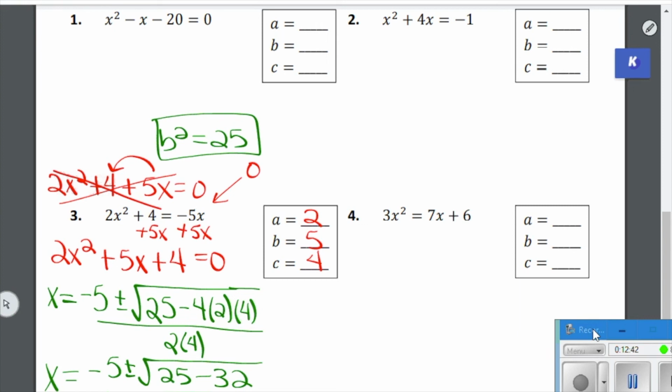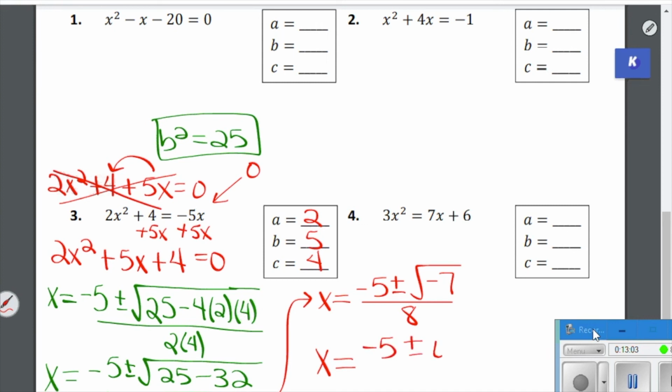Okay. Continuing on, I'm going to bring this right up here. X equals -5 plus or minus. If I simplify that, I get -7. You guys know what to do with the -7, so my final answer is -5 plus or minus i square root of 7 divided by 8. Done. All I had to do is take out that -1. Remember, this is -1 times 7. So I take out that square root of -1 and make it become an i.